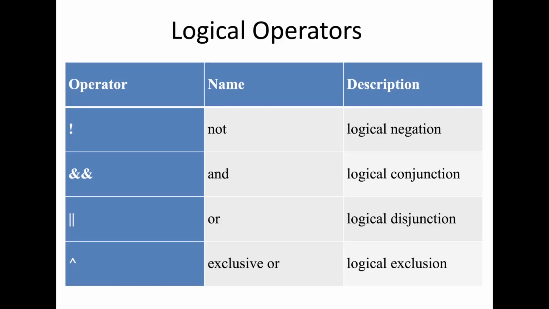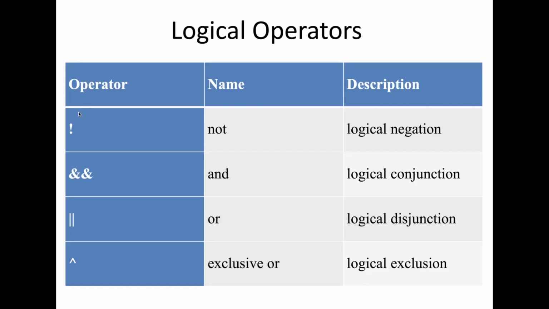Logical operators are used to perform logical operations on Boolean expressions or operands. These operators allow you to combine Boolean expressions and evaluate their truth values. There are four types of logical operators in Java.